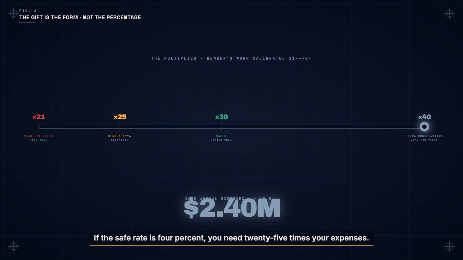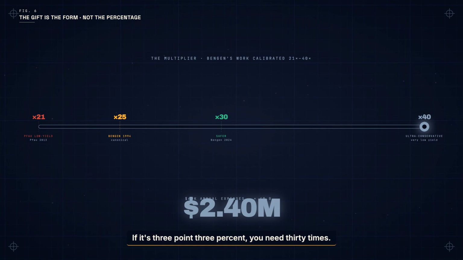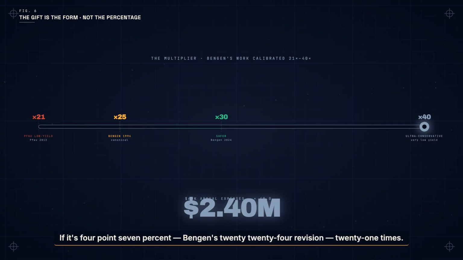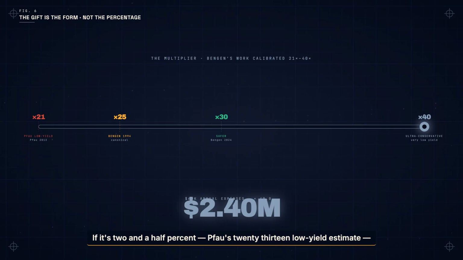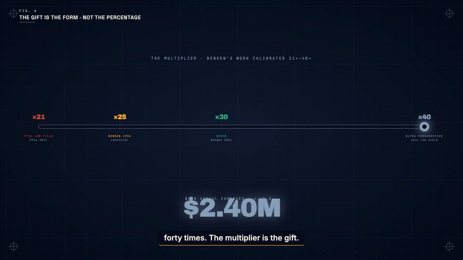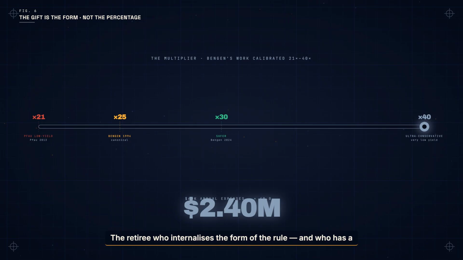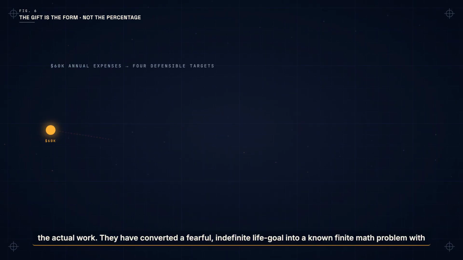If the safe rate is 4%, you need 25 times your expenses. If it's 3.3%, you need 30 times. If it's 4.7%, Bengen's 2024 revision, 21 times. If it's 2.5%, FAO's 2013 low-yield estimate, 40 times. The multiplier is the gift. The retiree who internalizes the form of the rule and who has a savings rate that gets them to some version of the multiplier has done the actual work. They have converted a fearful, indefinite life goal into a known finite math problem with a slider.